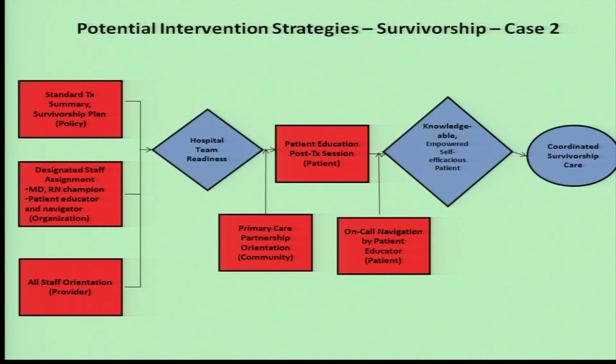Interestingly, and this is happening in some of the NCCCP projects, where community cancer centers institute a community-focused effort to involve primary care partnerships. This then coupled with the patient education and post-treatment session, as well as follow-up telephone call access, will promote knowledgeable, empowered, and self-efficacious patients. Again, these are two hypothetical examples based on some of the evidence that we saw in single targeted subjects.